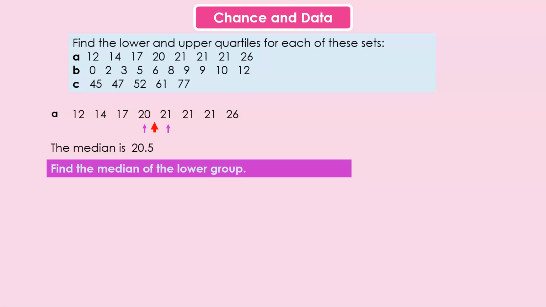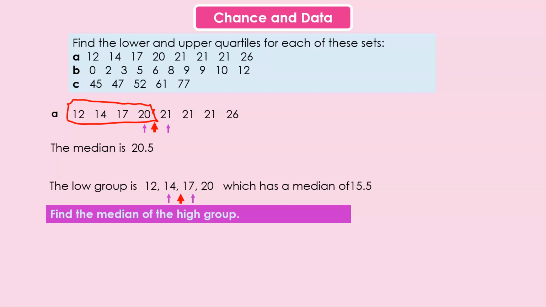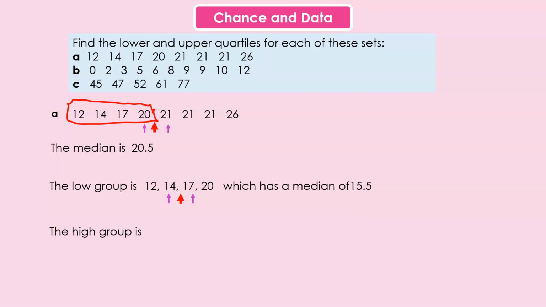Now what we do is find the median of the lower group. We split the data in half, and the lower group is represented by this part, which is 12, 14, 17, 20. Basically we find the median of that half, which gives us 15.5. Now we repeat the process with the top half, which is 21, 21, 21, 26. So cancelling your way to the middle, you end up with a median of 21.